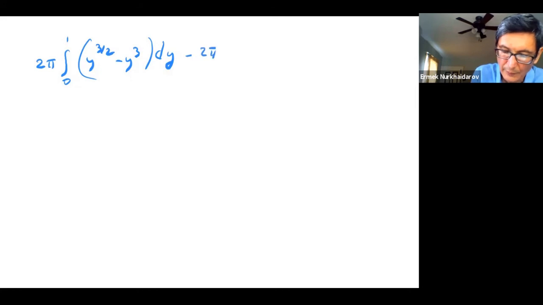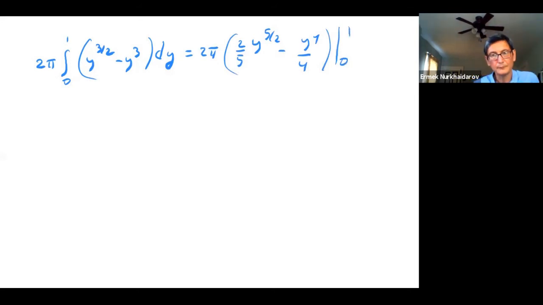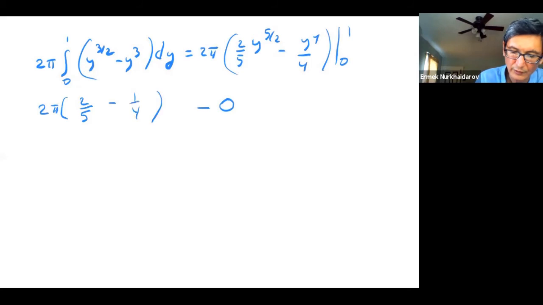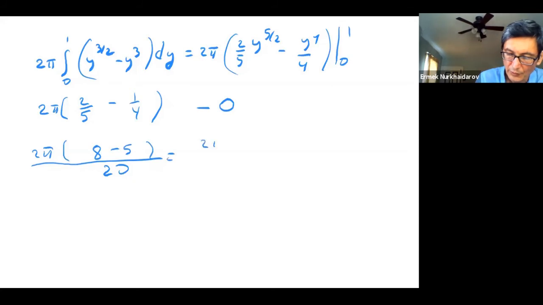Then we take 2 pi, y to 5/2 times 2 over 5 minus y to 4 over 4, and we do it from 0 to 1. Good thing about 0 is when you subtract, we get 0. So basically all that you have to do is to substitute 1. A good thing about 1 is 1 to any power is 1. 2/5 minus 1/4. Common denominator here is 20. 8 minus 5. So 2 pi times 3 over 20, reduce it, we get 3 pi over 10.